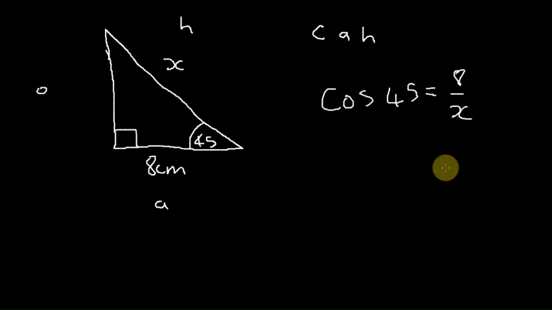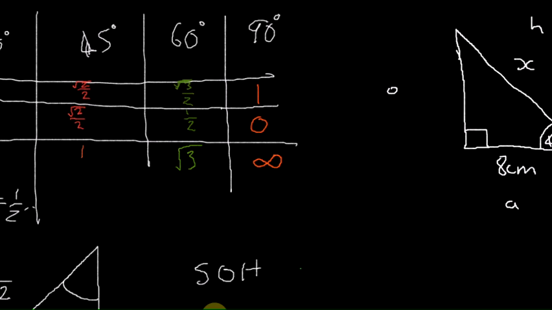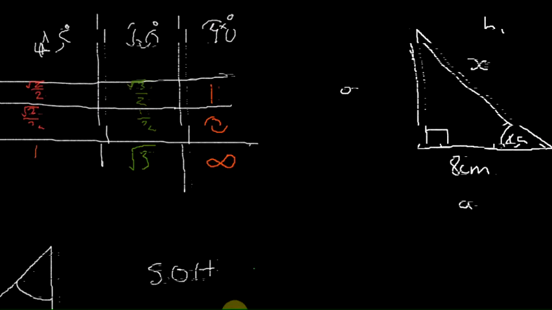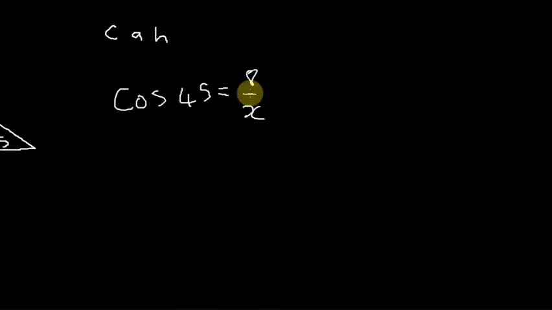Now this is where the trigonometric identity comes in. So we have a look: cos 45 equals the square root of 2 over 2. Cos 45 equals square root of 2 over 2. So let's replace the cos 45 with this, and we'll see what happens.